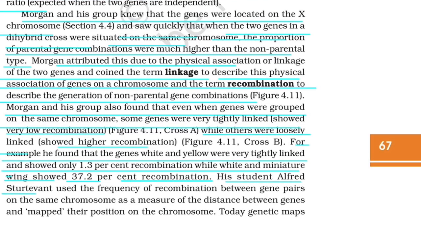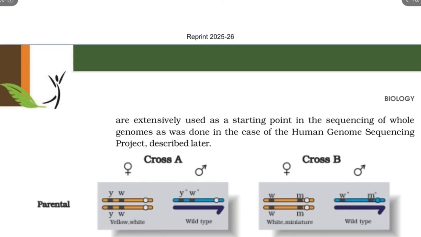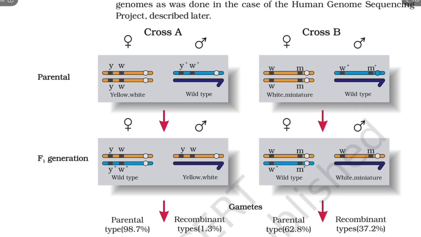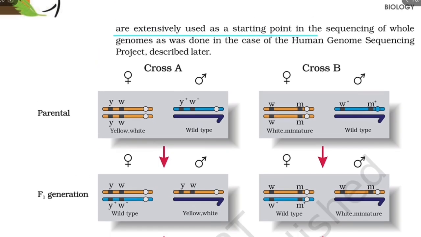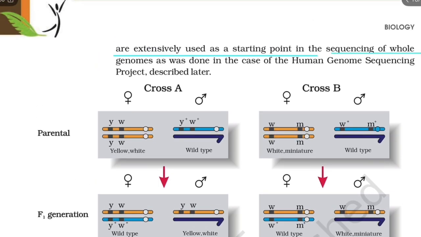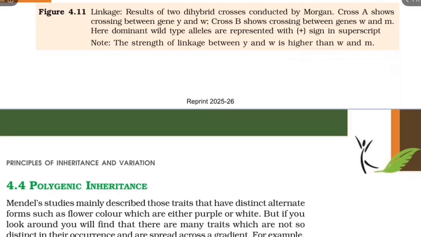Building on this study, Alfred Sturtevant used the frequency of recombination between gene pairs on the same chromosome as a measure of distance between genes and to map their position on the chromosome. Today, genetic maps are extensively used as a starting point in the sequencing of whole genomes, as was done in the case of the human genome sequencing project described later.